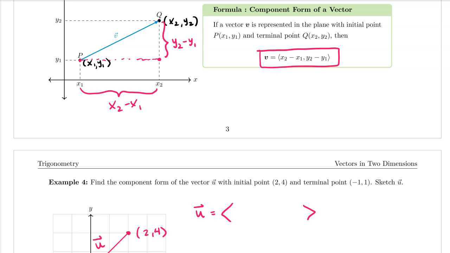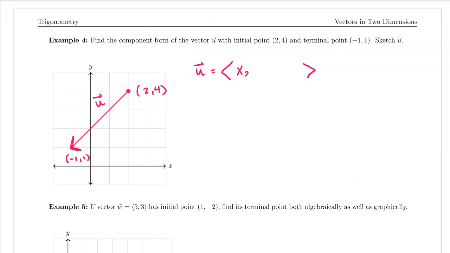But be very careful. Remember, the order in which you subtract them matters because we have to think about the terminal point and the initial point. So let's go back down. If I'm doing x2 minus x1, comma y2 minus y1, and I wanted to label these, I could label this one x2, this one y2, this one x1, and this one y1.